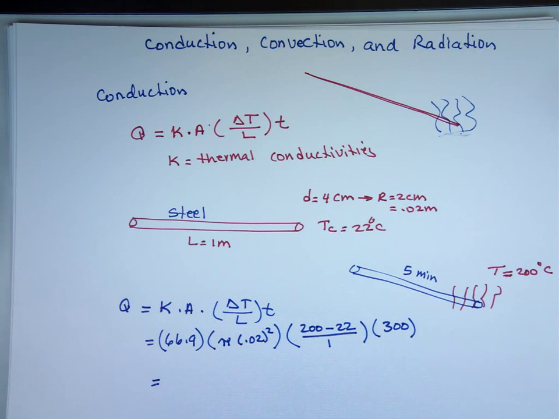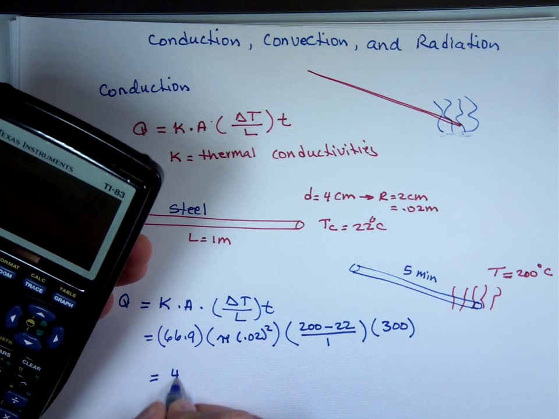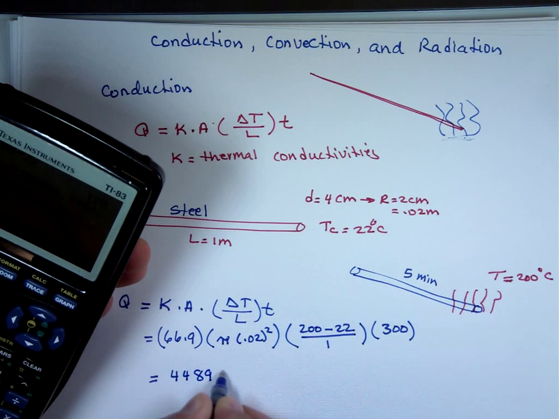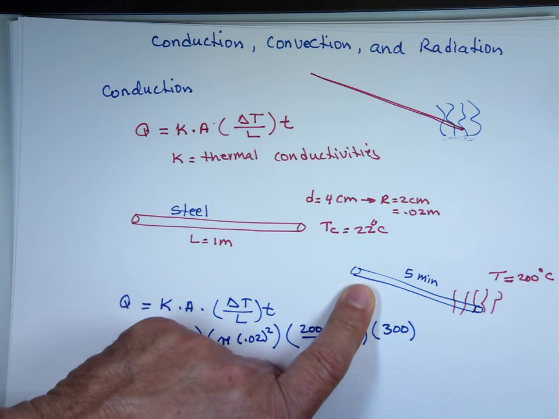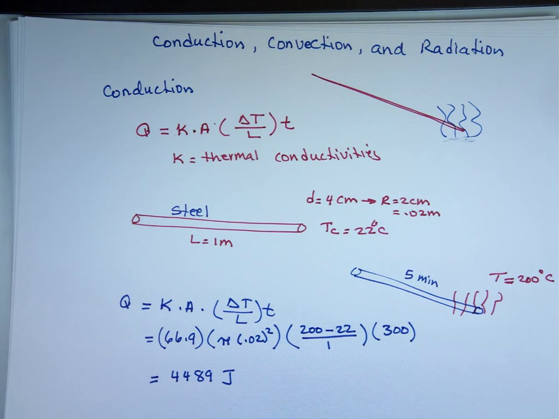If I push all the right buttons, it says here 4489 joules. Now remember, if I grab that rod in my hand, the temperature outside of my hand is probably room temperature, maybe warmer, maybe 25 degrees. The rod is going to be 200 degrees. That heat's going to go from that rod to my body. That's why you get burned. We have a change in temperature. Heat is going to transfer from the rod to my hand.